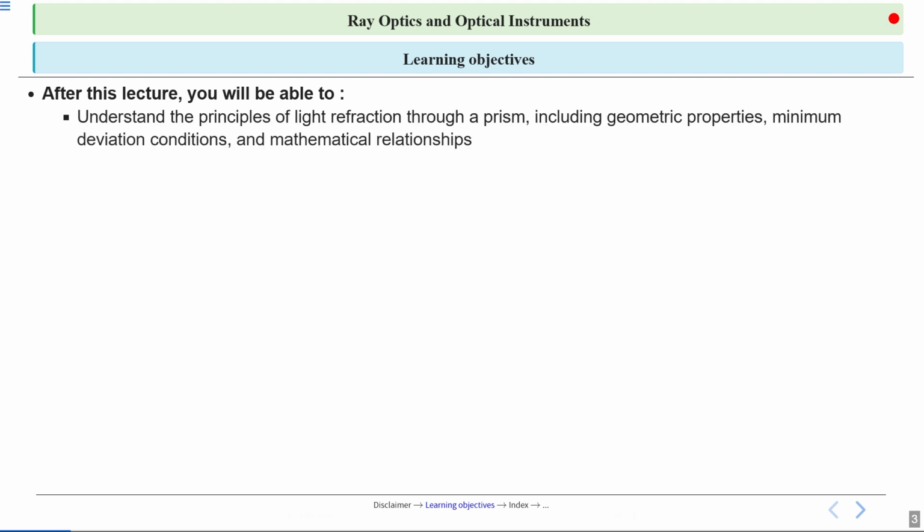The first learning objective is to understand the principles of light refraction through a prism. This includes grasping the geometric properties, the conditions for minimum deviation, and the mathematical relationships involved. It's crucial to comprehend how light bends as it passes through different mediums, which is fundamental to many optical technologies.